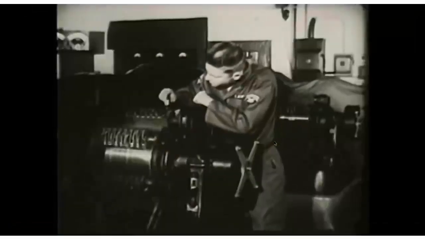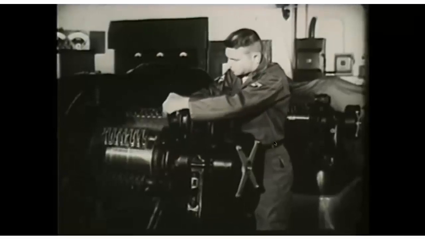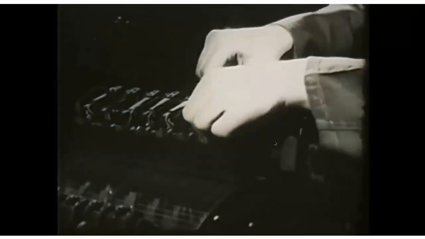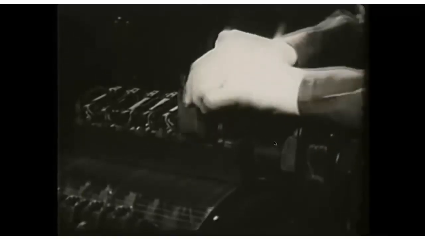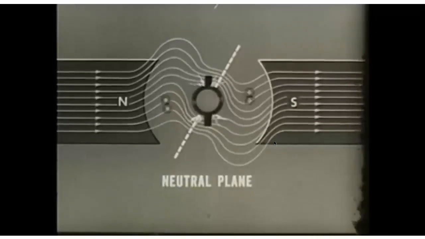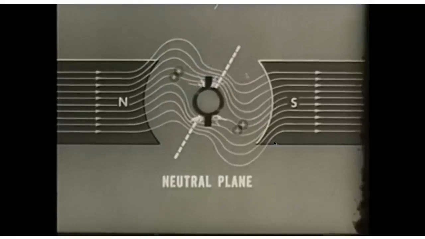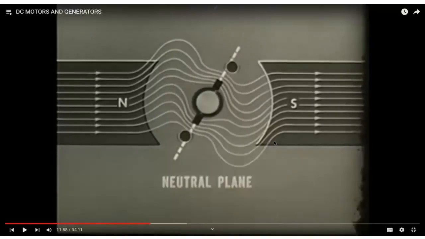There are two ways of maintaining the neutral plane in its correct position and thus avoiding sparking. It may be done by adjustment of the brush position. The brushes are adjusted to lie in the adjusted neutral plane. As you see, we have adjusted a new neutral plane. We have changed brush position into the new neutral plane, and you have eliminated sparking. That is the first thing you can do to eliminate sparking.